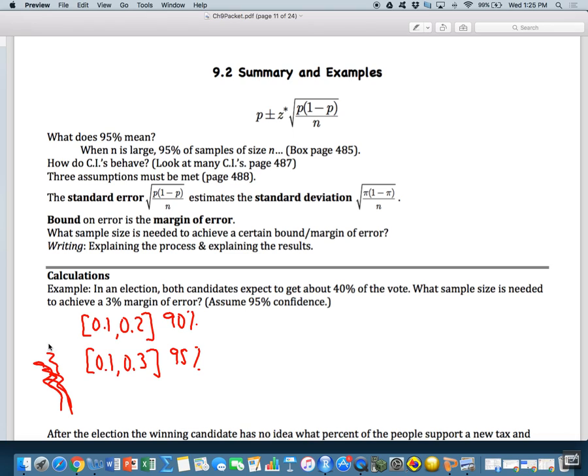If you can't remember that, look on your table, look at all these values at the bottom. As you become more confident, all of the z values get bigger. So higher confidence means that your interval is going to get wider. Does that make sense?